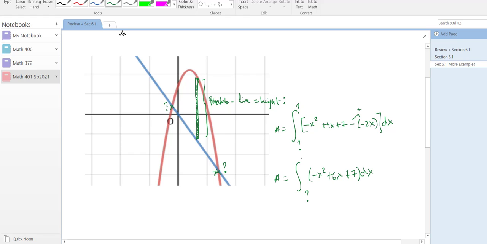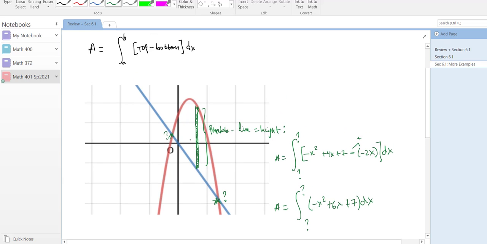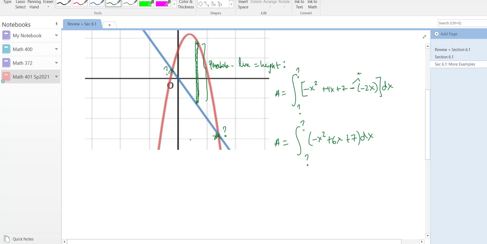So now let's figure out our points of intersection. How do we know where two graphs intersect? Their y values are the same. So let's set the functions equal to each other. To find the intersection, set them equal to each other. So I'm going to have negative x squared plus 4x plus 7 equals negative 2x.